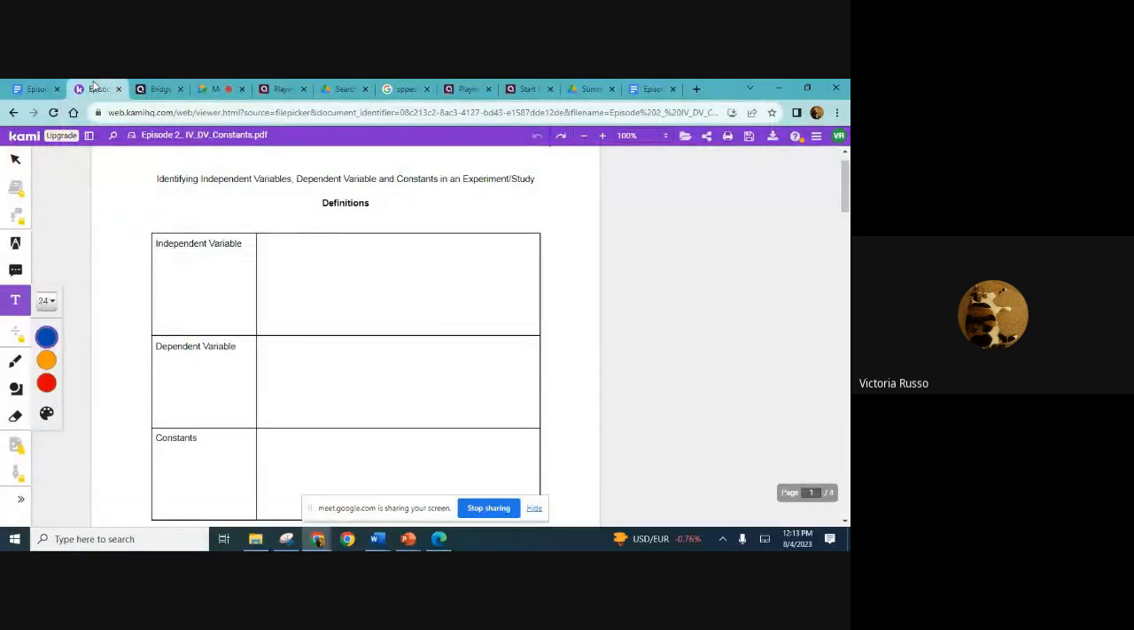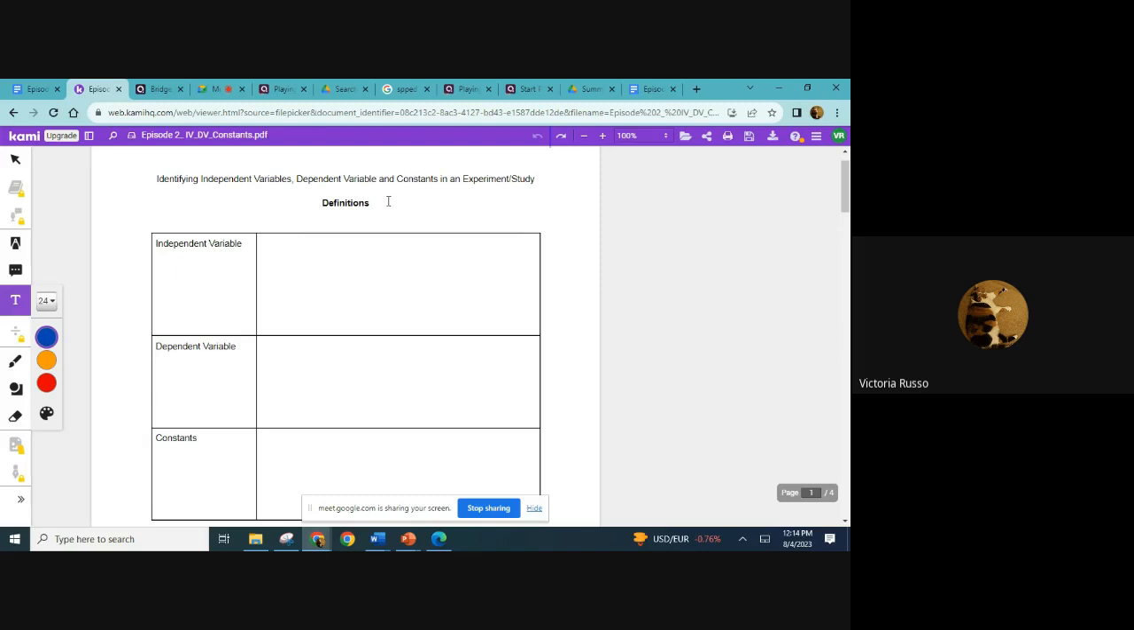If you haven't already, please open the PDF that is in your Google Classroom. Sorry, I got distracted for a second. And make sure it's printed into a PDF so you can then bring it into Kami so you can write in it.